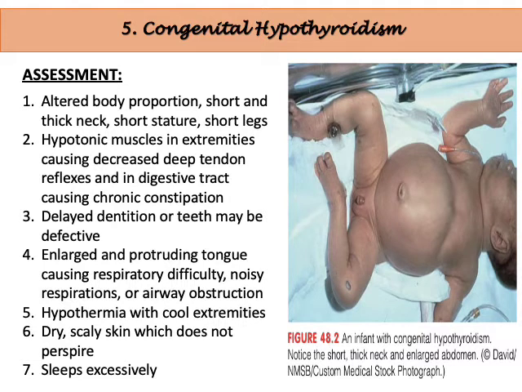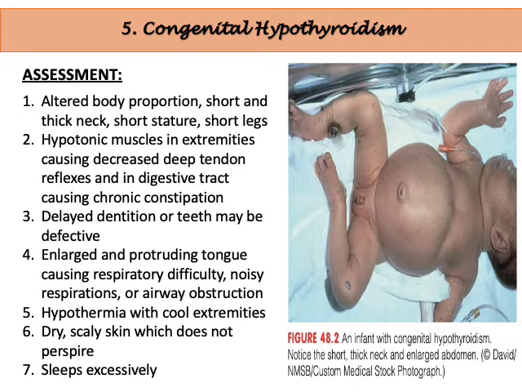Assessment findings. The condition may not be noticeable initially because the mother's thyroid hormones may still be present at birth. Symptoms become apparent by about 3 to 6 months. First, there's altered body proportion: short and thick neck, short stature, and short legs. There are also hypotonic muscles and extremities, causing deep tendon reflexes to be decreased, and in the digestive tract, causing constipation. There is also delayed dentition, or the teeth are defective once they erupt.